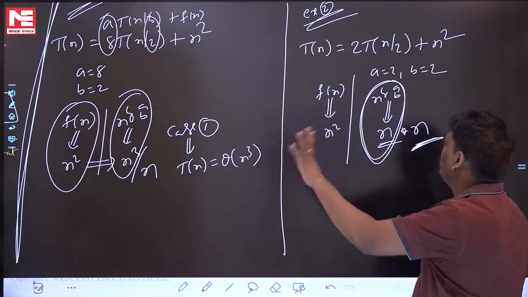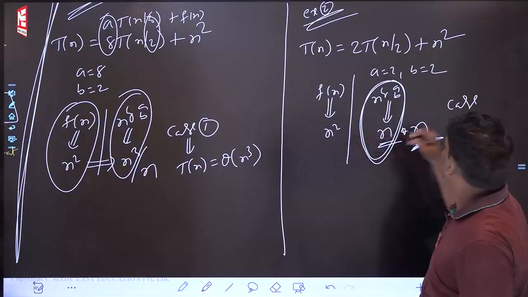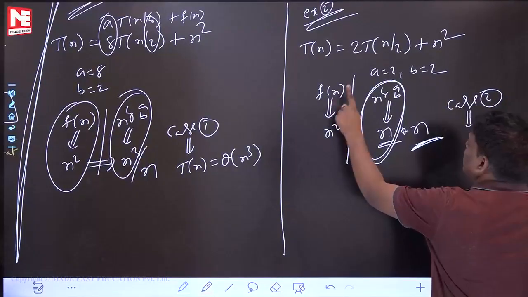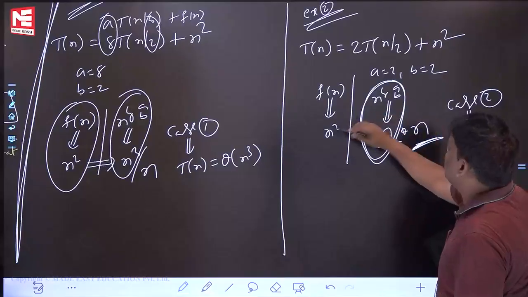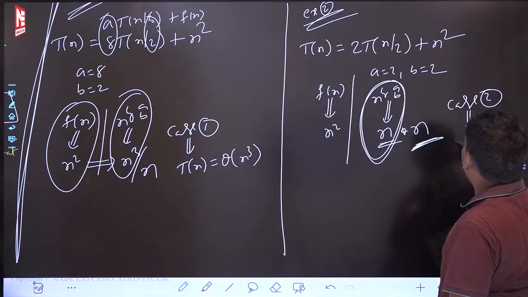So case 2 of the master theorem. Then what is the answer? The previous one was case 1; this is case 2 of the master theorem. In case 2 of the master theorem, what is the answer? Whoever is bigger is the answer. Who is bigger? After multiplying by n, both are equal. Means he is smaller, means he is bigger. Whoever is bigger, that will be the answer.